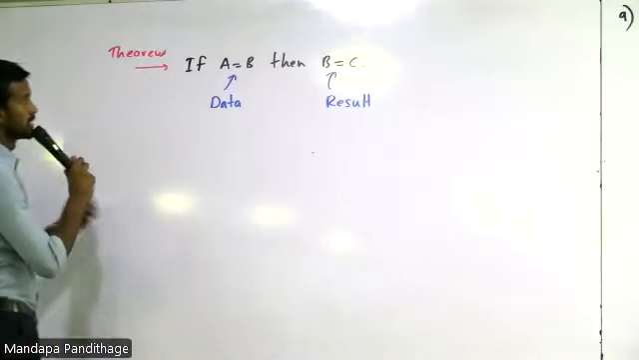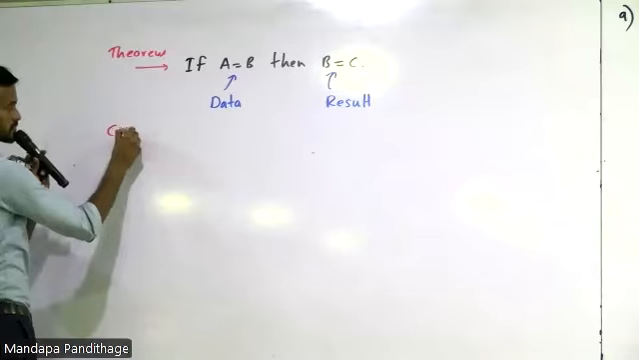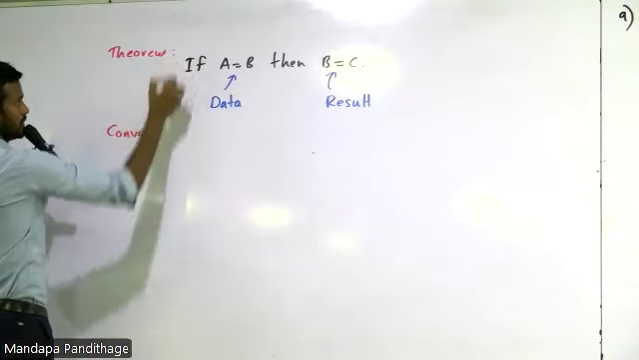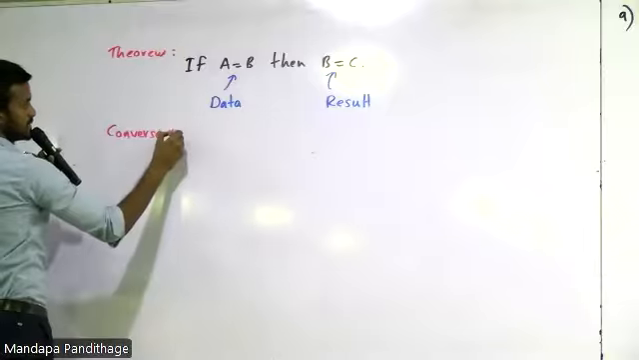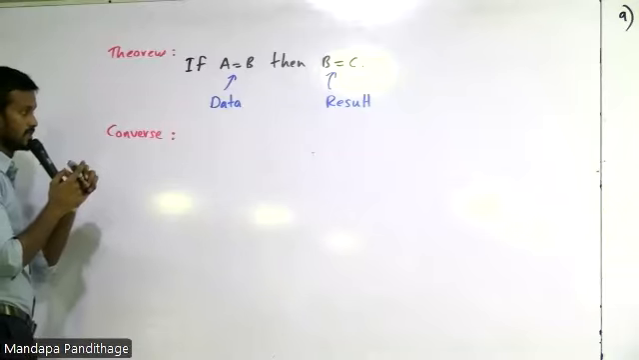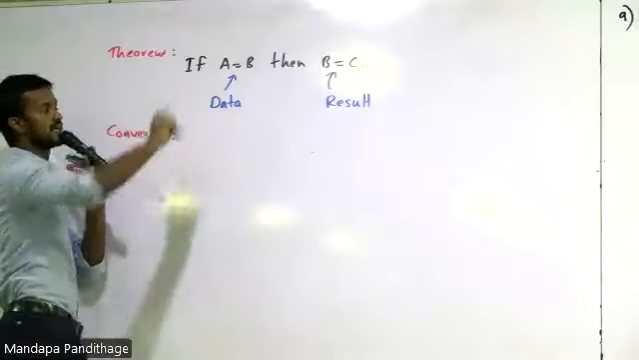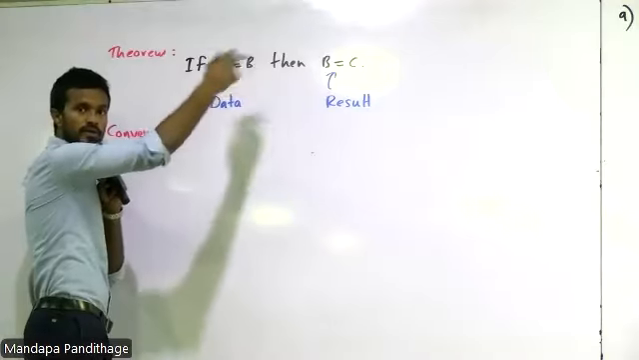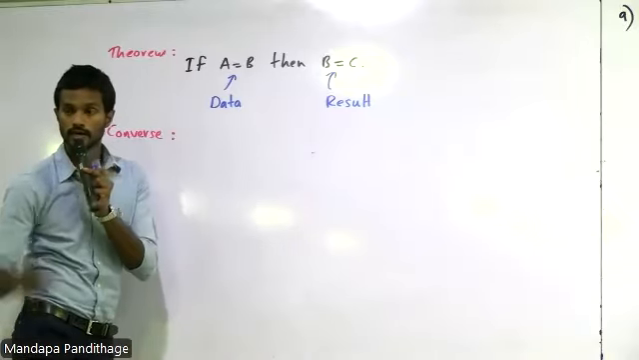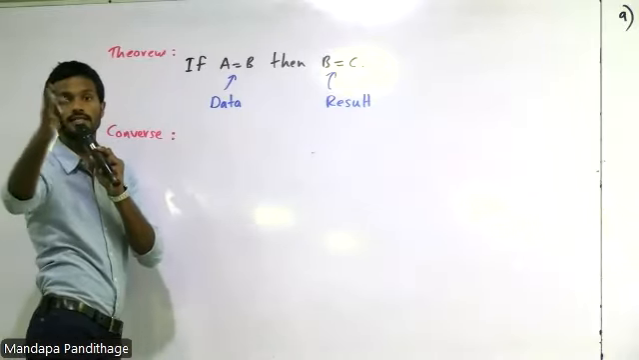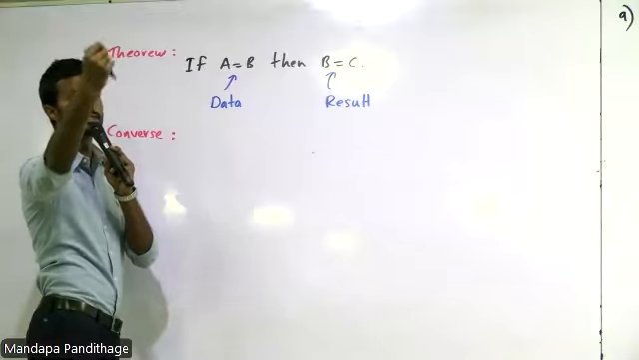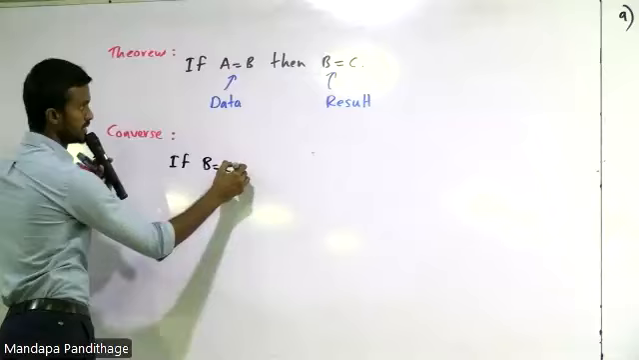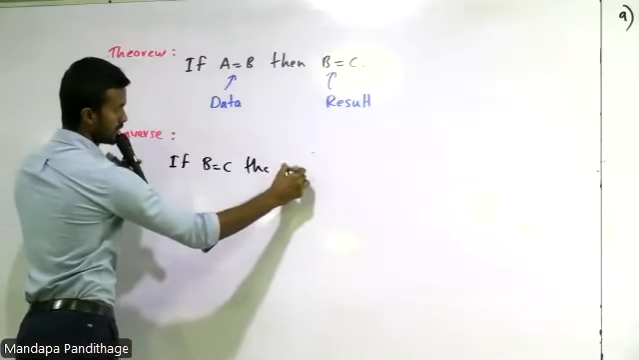So when I'm talking about the converse of the theorem, it's the opposite. When I consider the converse, this data and result interchange each other. If A equals B, then B equals C. Then what should be the converse of it? If B equals C, then A equals B. That is the converse.